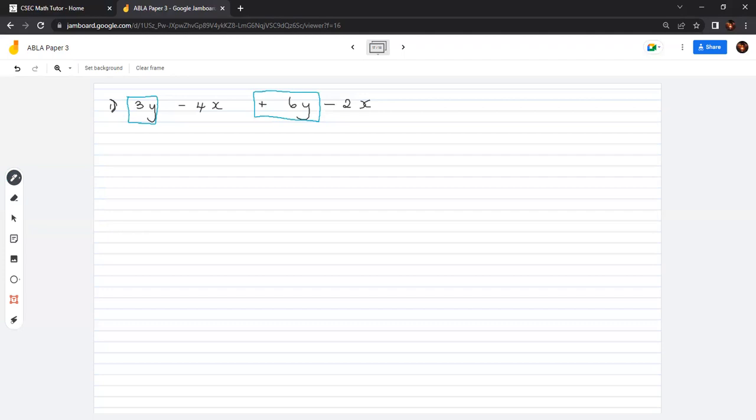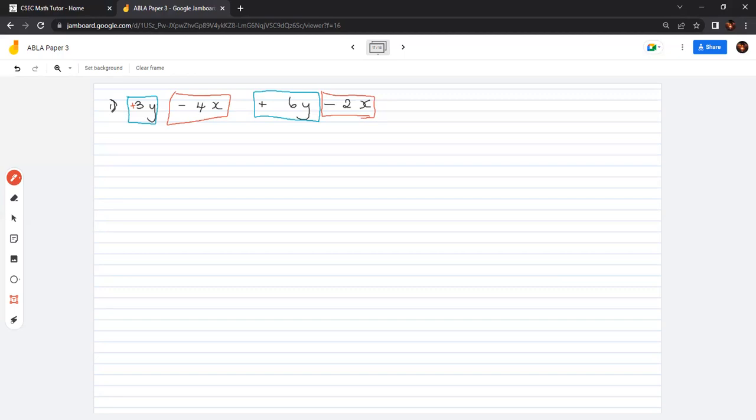The first thing we do is box everything with its sign in front. This negative sign belongs to the 4x. This plus belongs to the 6y. This negative belongs to the 2x. You might be wondering, what belongs to the 3y? If there's no sign in front, we understand that it is a positive.